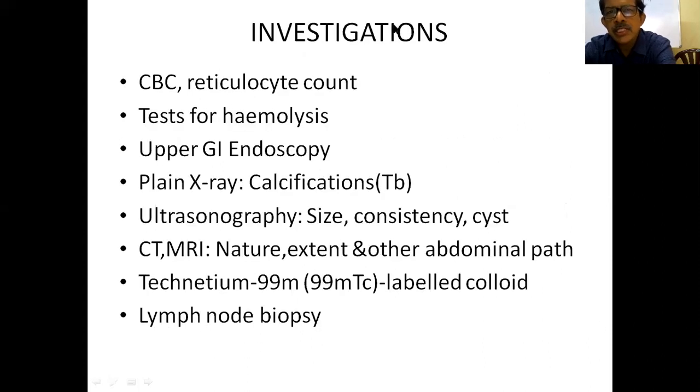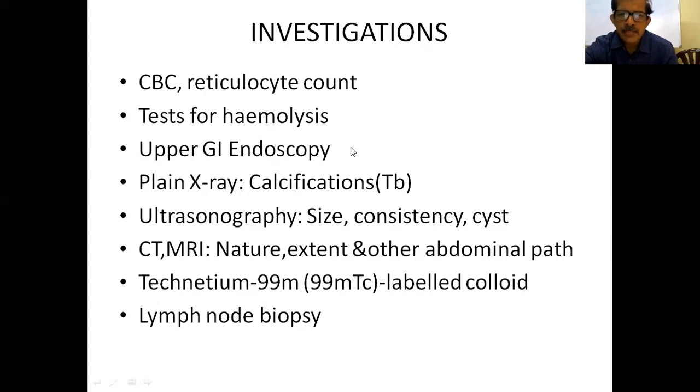So what are the investigations that are relevant to spleen? All of you know, because it has a role in both production and destroying. CBC is very important, particularly reticulocyte count. So then test for hemolysis, because there are some conditions, hemolytic anemias, where spleen will be grossly enlarged. So in those cases, you have to do this fragility test for spherocytosis like that. Then upper GI endoscopy, because splenic vein thrombosis, there will be varices, which can be well seen on upper GI endoscopy.